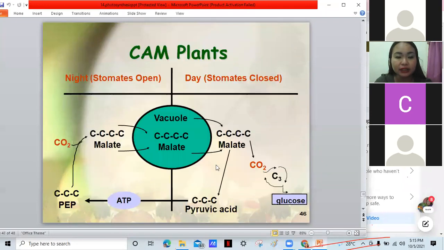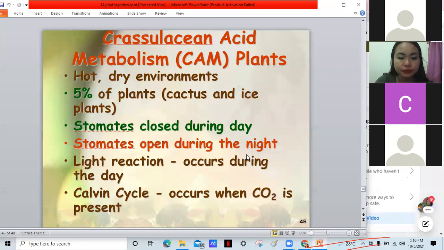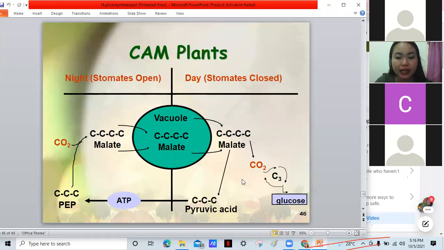So this is what is shown in the illustration here. So during night again, the stomates open, so the Calvin cycle occur, while during day, stomates close, so therefore they're just gonna fix the or use the light reaction phase, no, wherein they produce glucose, no. So these are the for the CAM plants.